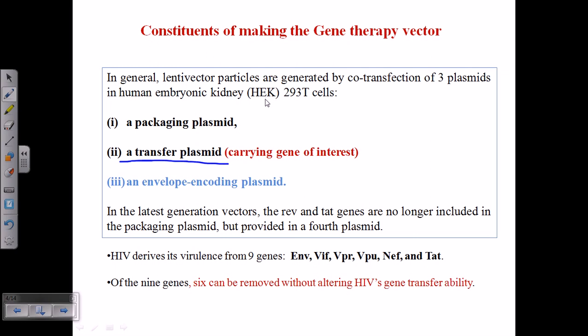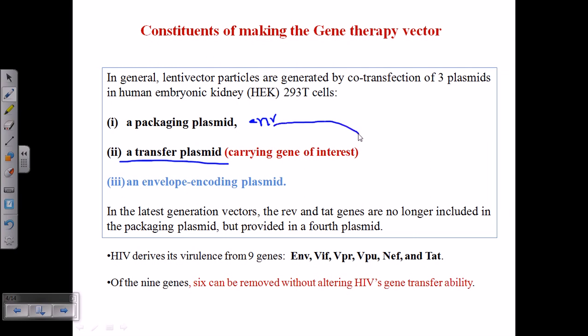We also need a packaging plasmid which will provide us the ENV segment, because if we give the ENV segment in this transfer plasmid, it will behave like a wild type virus, because ENV is pathogenic, so it can infect the cell and kill our host cell. We don't want this, so we must supply ENV using another vector. Here it is supplied using a packaging plasmid, and the transfer plasmid only carries our gene of interest, and also some few gene segments of our lentivirus, sorry, not of our host cell. Third is an envelope encoding plasmid.